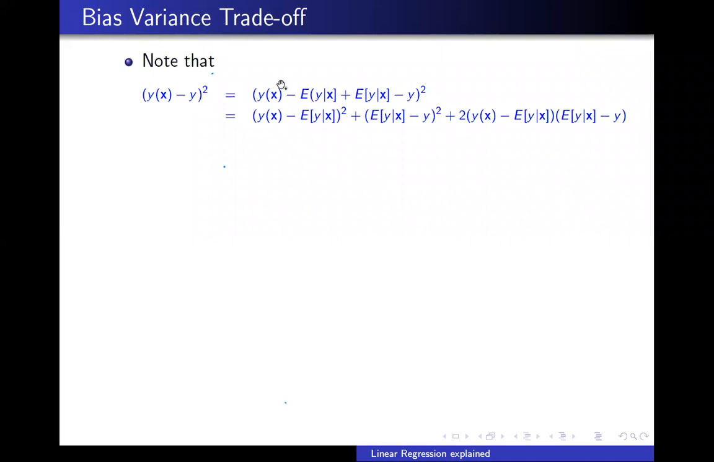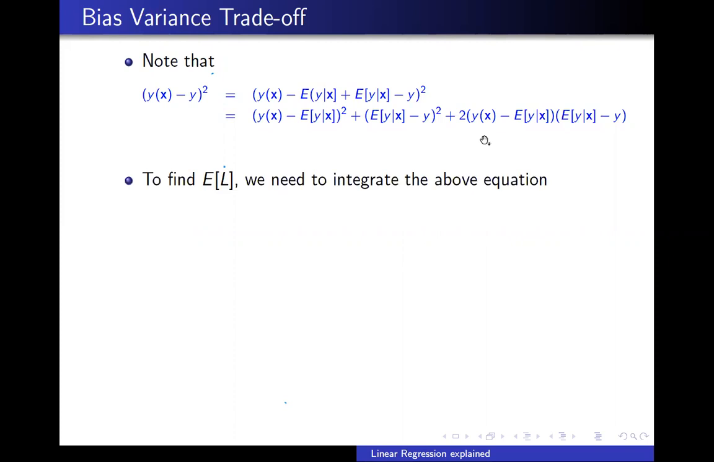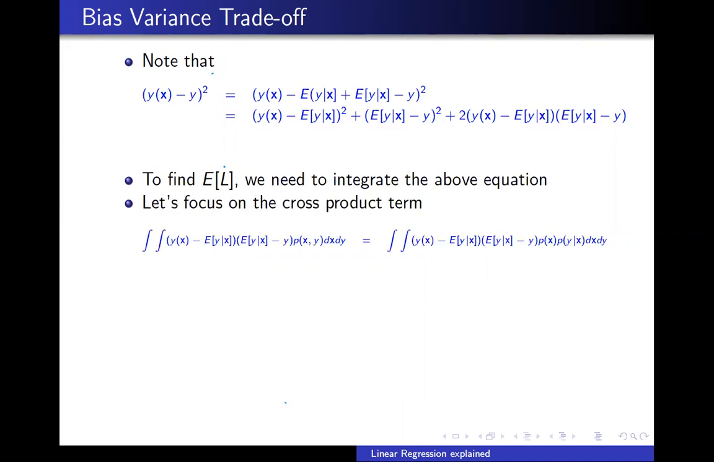So this is the first term squared plus the second term squared plus 2 times the cross product between these two terms. Now to find the expected value of this loss, we need to integrate the above equation, remember? So let's focus on the cross product term first. You don't need to take the 2 because it's just a constant. So basically you are taking the integration of p of xy with respect to dx dy, and this is the same thing that we wrote one time, times the expected value of y.